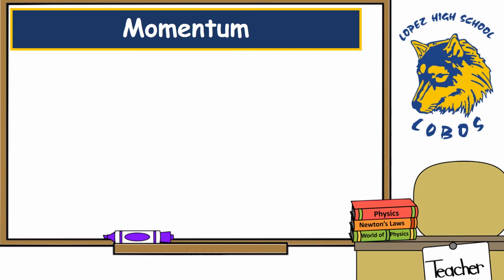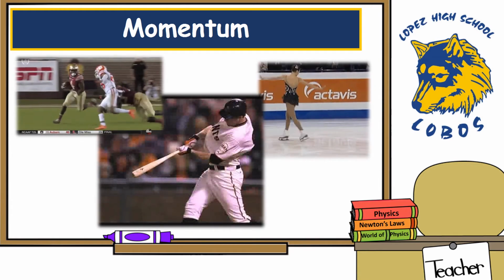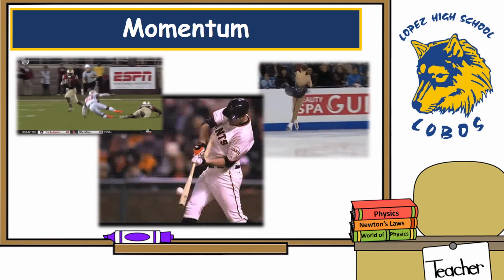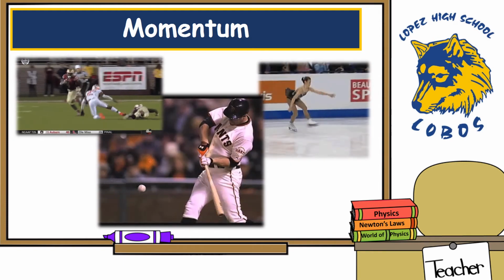Let's first start by explaining what momentum is. We tend to use this term often in everyday language, especially in sports. But what is it? Well, momentum is basically the value of how much damage an object's mass and velocity can potentially cause another object if they were to collide.